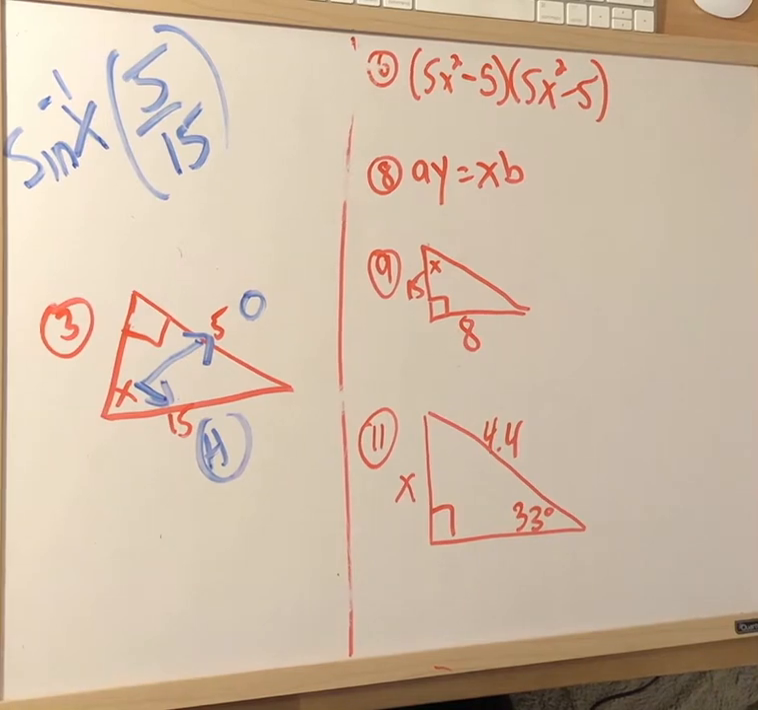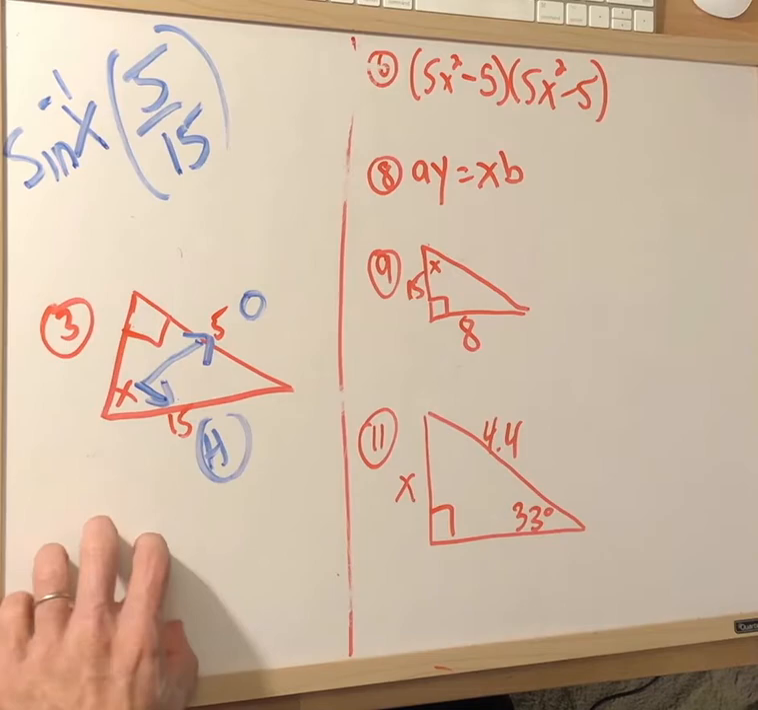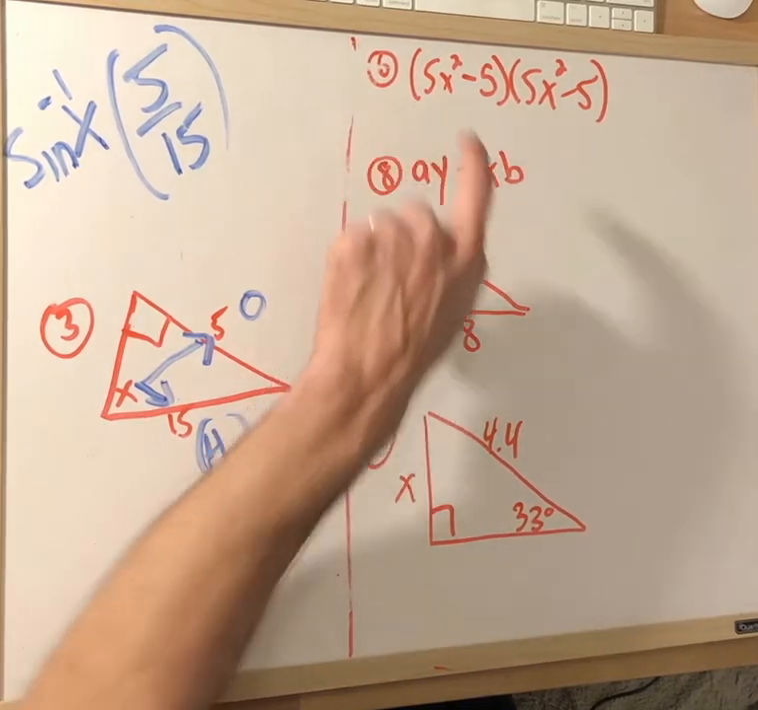Okay, number 4, you just plug that into your calculator, cosine 23 to get a value. Number 4 is A, it's going to give you 0.921. We did number 5. Now coming over to number 6.